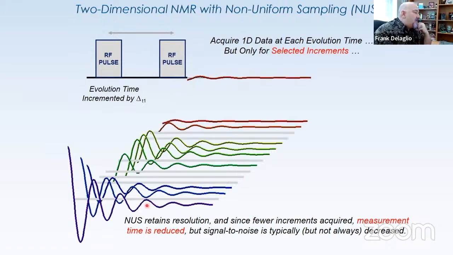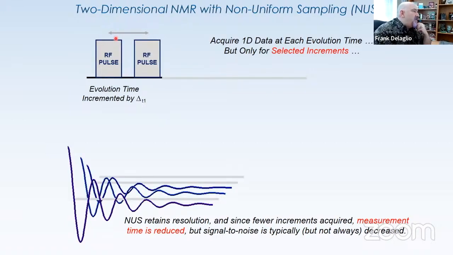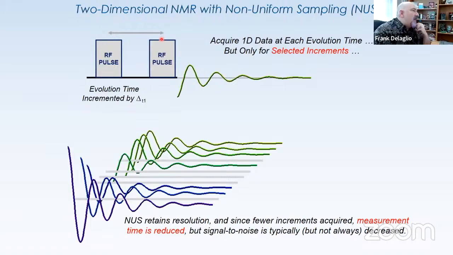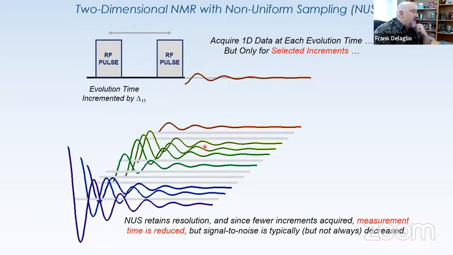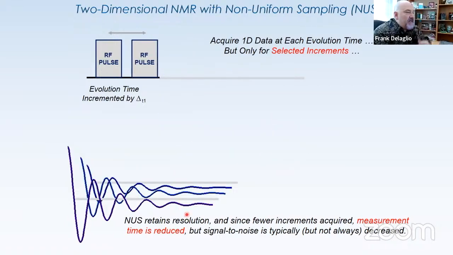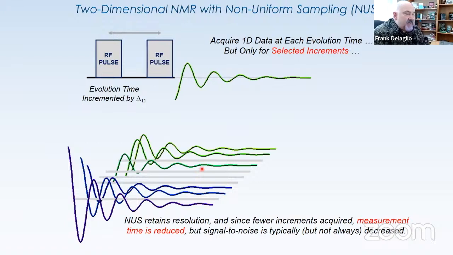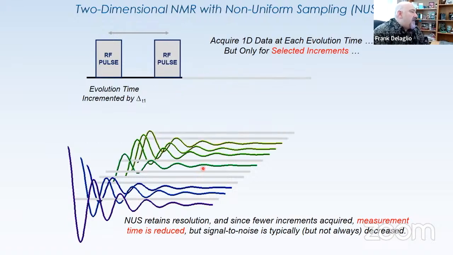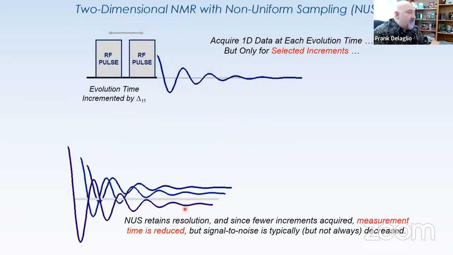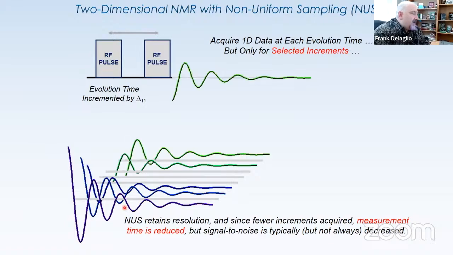In an ordinary acquisition, we, as mentioned, have a time increment between two radio frequency pulses that's incremented in a systematic way, so that we generate a series of 1D measurements, and the time it takes to make the collection of 1D measurements is just based on the number of individual 1D measurements that we make. In non-uniform sampling, we randomly skip some fraction of the underlying measurements. And since we're making fewer 1D measurements, the experimental measurement time is less.